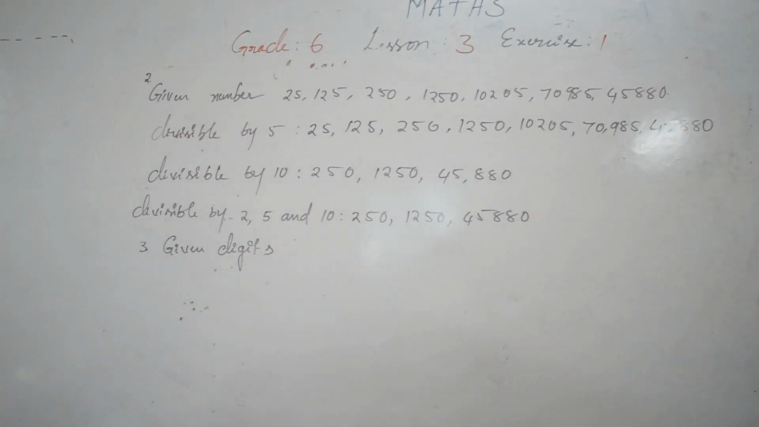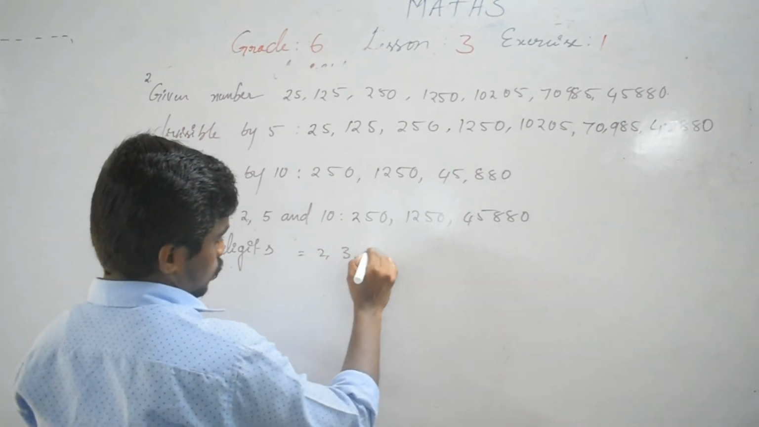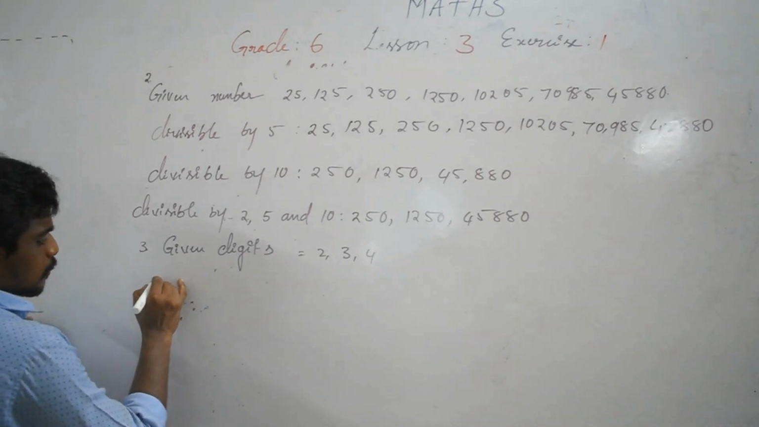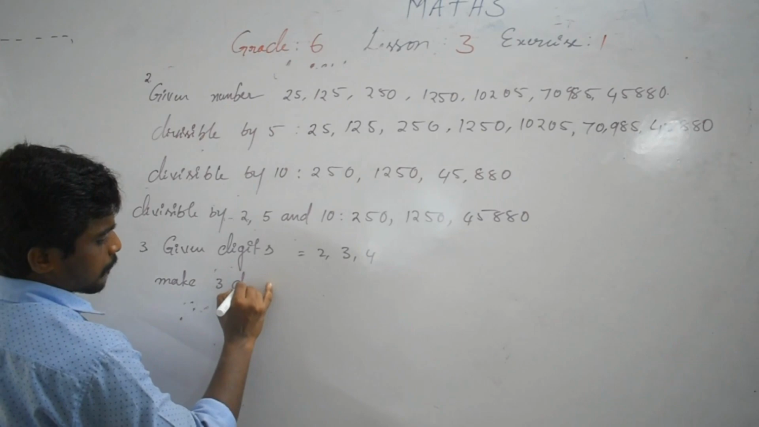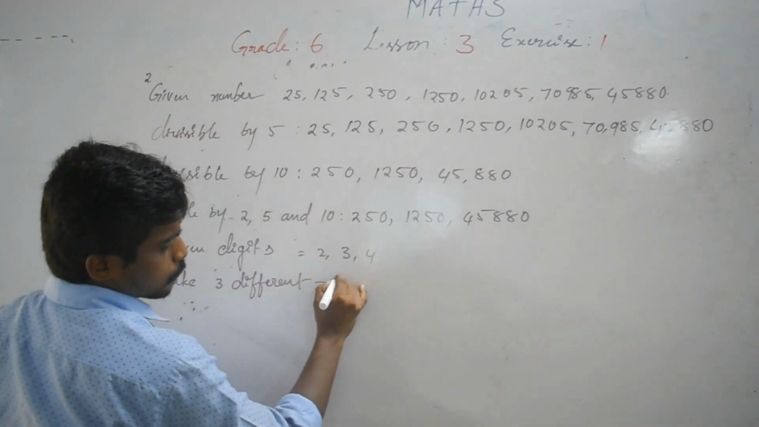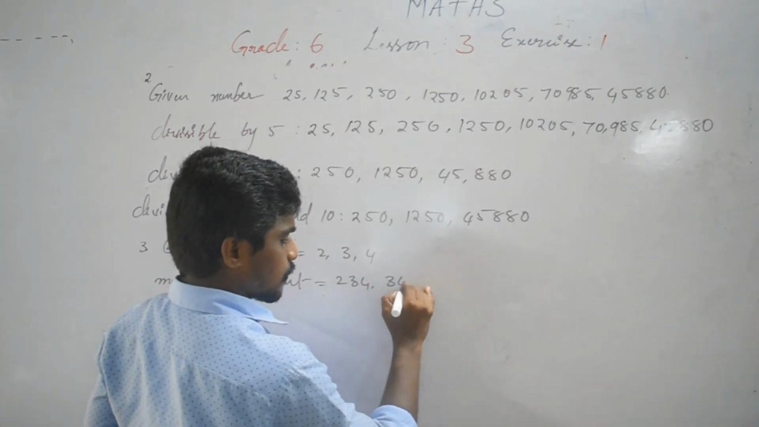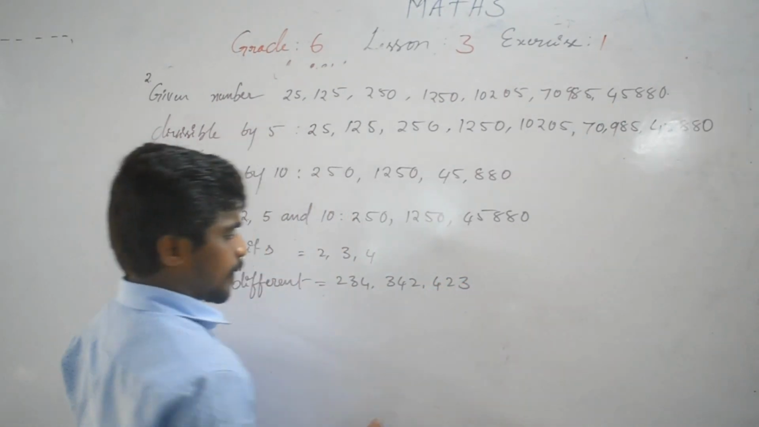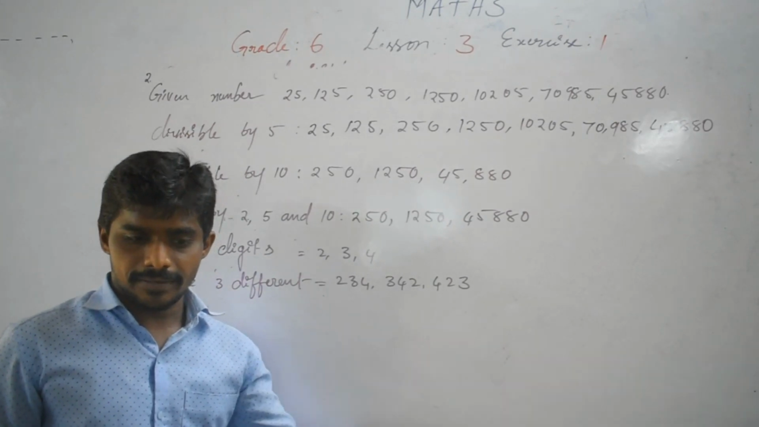What are the given digits? 2, 3, 4. So make 3 different numbers. So 234 is one number, 342 is one number, 423 is one number. So are these 3 numbers divisible by 9?